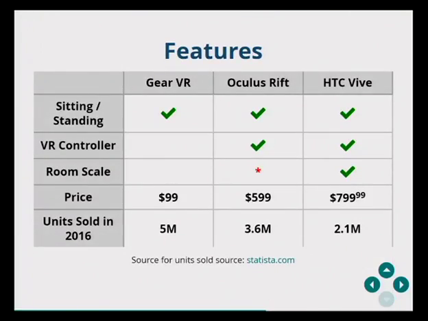So I put the Gear VR because I had units sold numbers so we can compare. Oculus Rift is $600, but it sold 3.6 million. And this is in 2016. I'm assuming my source is good, might not be. And then $800 for the Vive, and it has 2.1 million units sold.